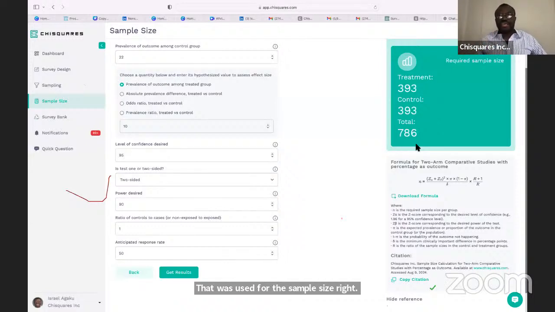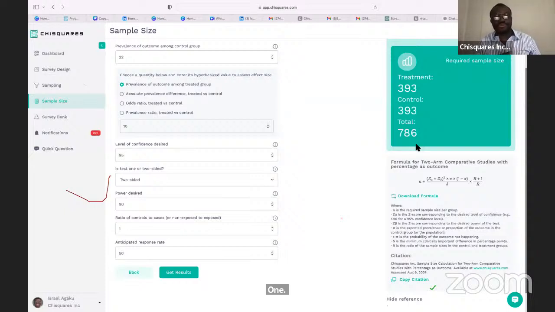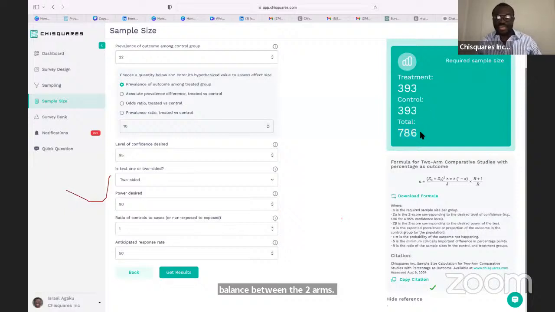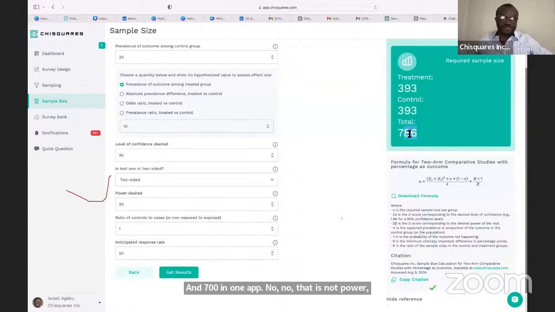One, statistical power is driven by the smaller arm. So you always want to achieve some kind of statistical balance between the two arms. It doesn't help you if you have 786 people in your study, but you have 86 people in one arm and 700 in the other arm. No. That study is not well powered, because remember that power is driven by the smaller arm.